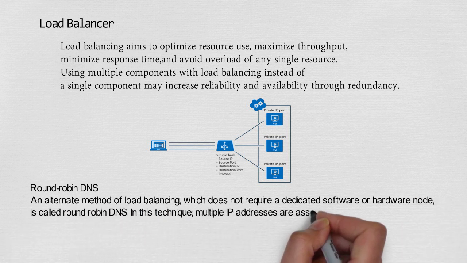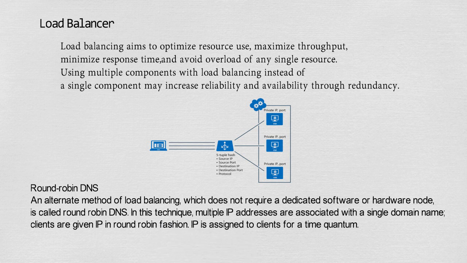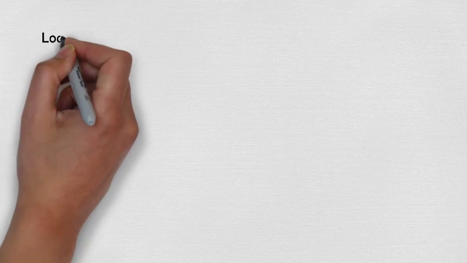An alternative method of load balancing, which does not require a dedicated software or hardware node, is called round robin DNS. In this technique, multiple IP addresses are associated with a single domain name. Clients are given IP in round robin fashion. An IP is assigned to a client for a time quantum.